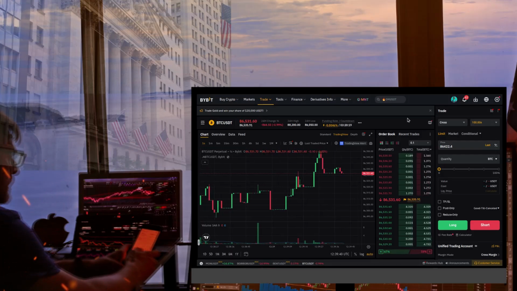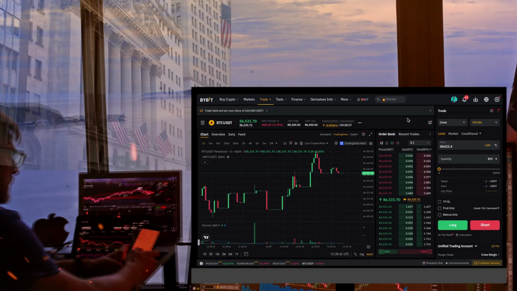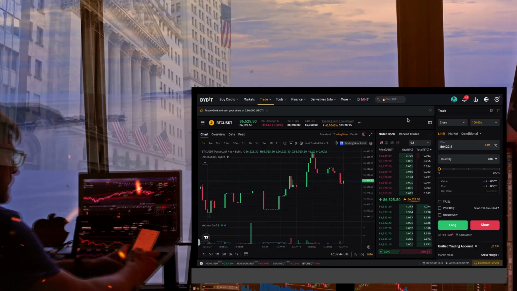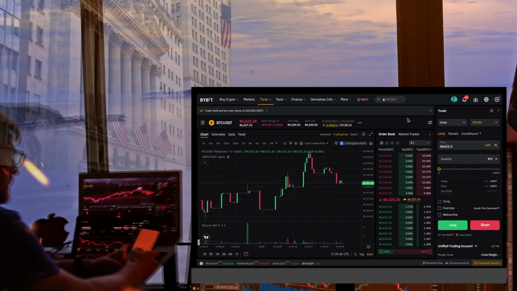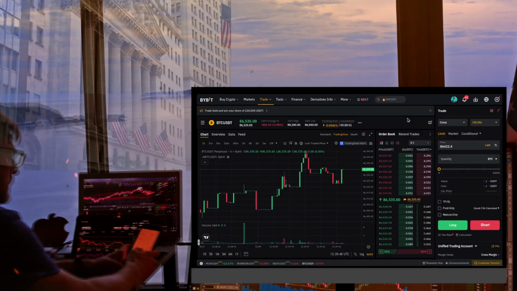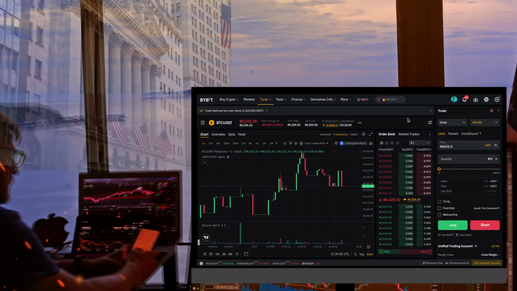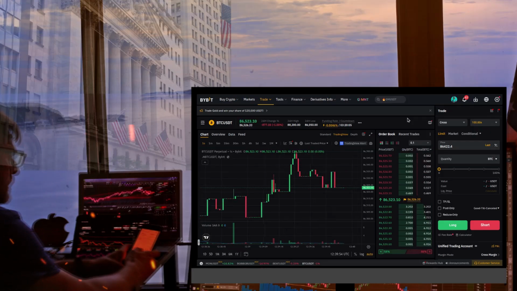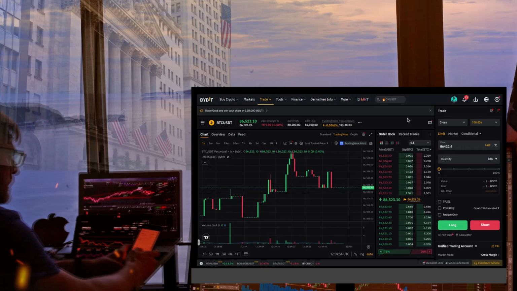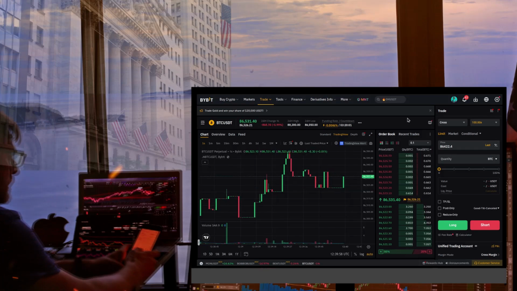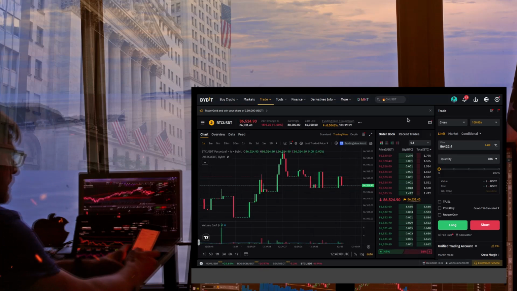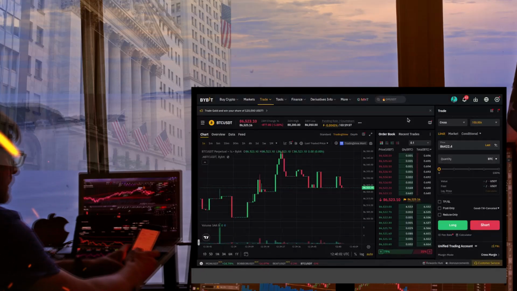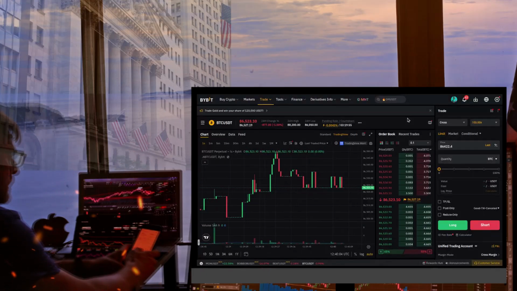Trend continuation. Trends are made of pullbacks. In an uptrend, price rises, then pulls back, then rises again. Each pullback creates a higher low. In a downtrend, price falls, then pulls back, then falls again. Each pullback creates a lower high. Your job as a trader. Trade in the direction of the trend, not against it.